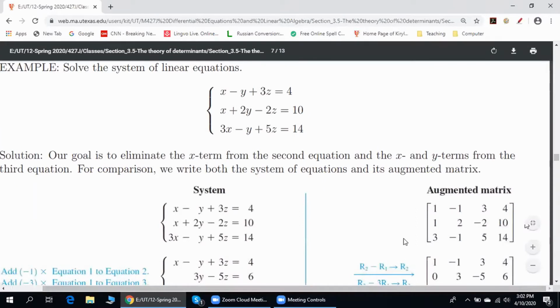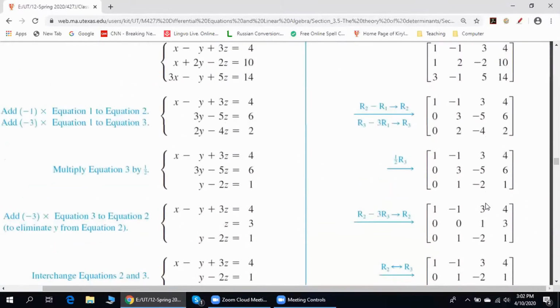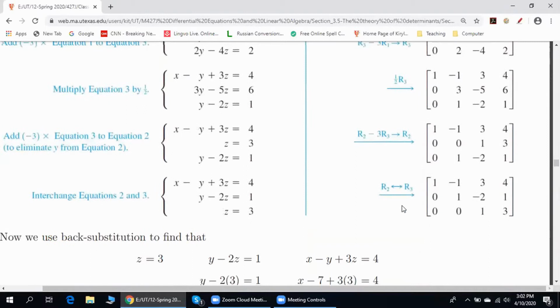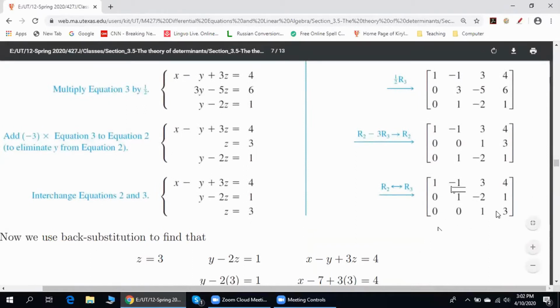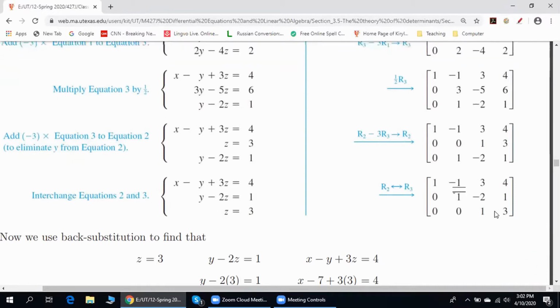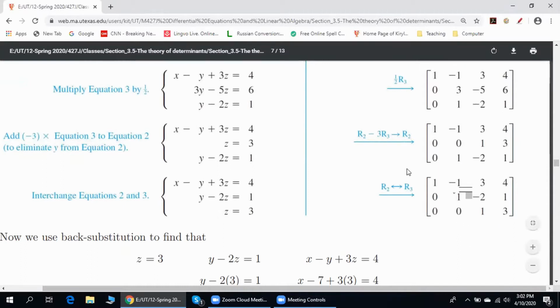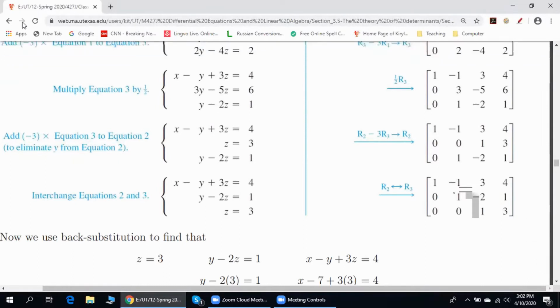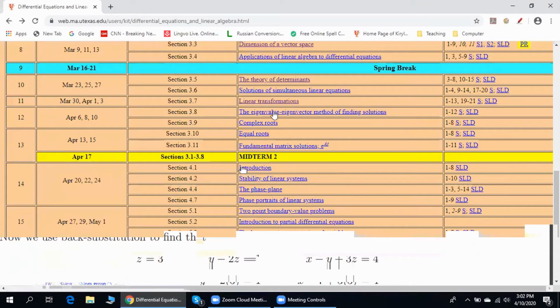Step 1, write down the augmented matrix. Step 2, apply elementary row operations to come up with this form. But now the question is, what is this form? Can we describe formally the ultimate goal of these elementary row operations? And this is why we care about section 3.7.